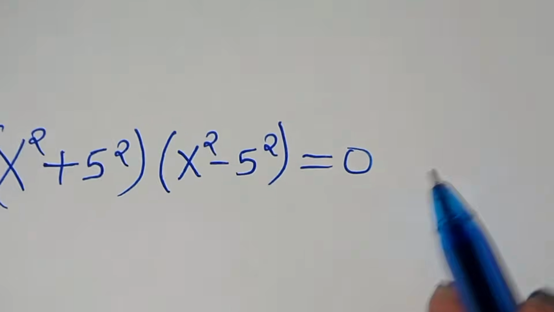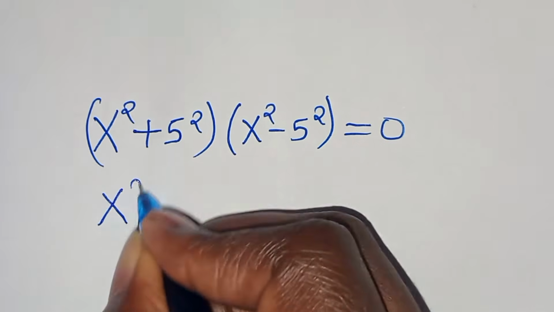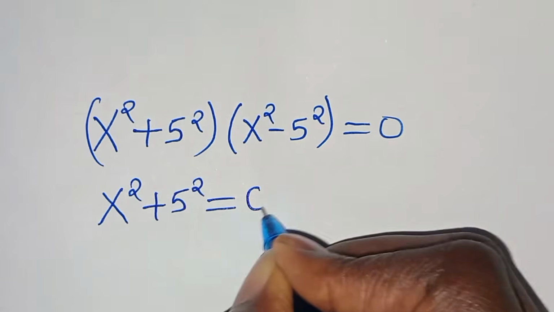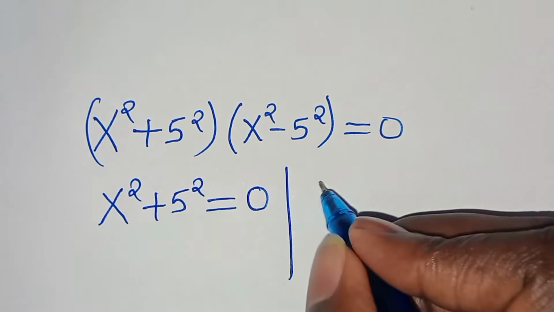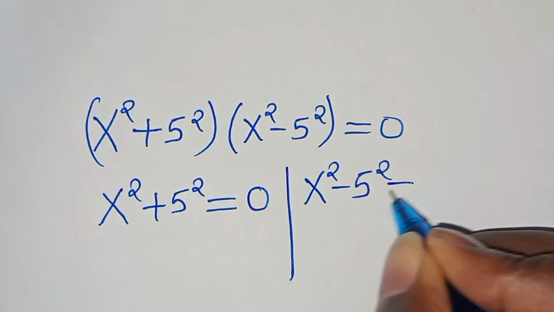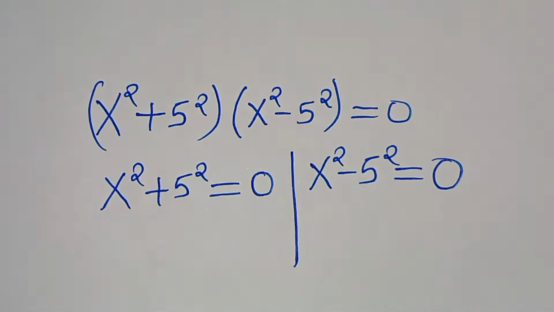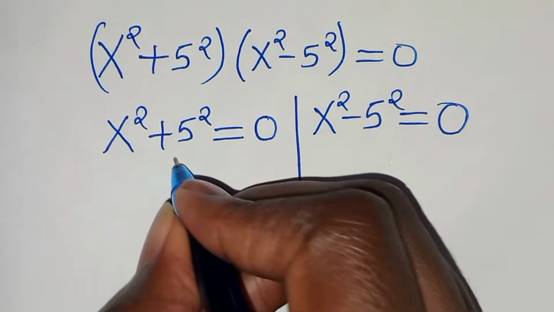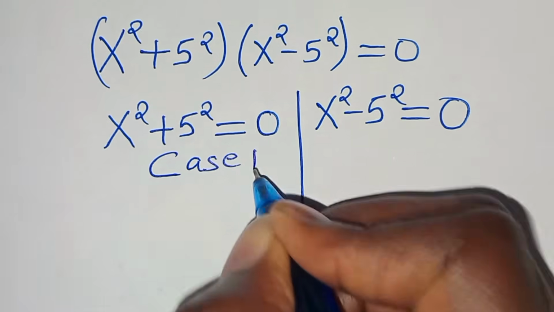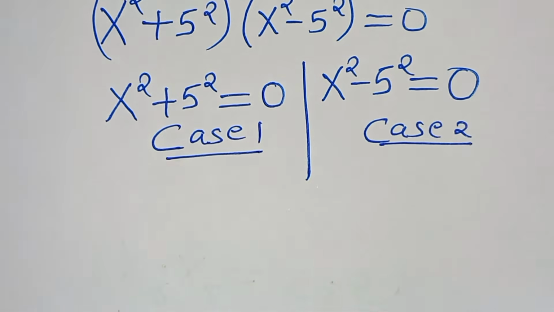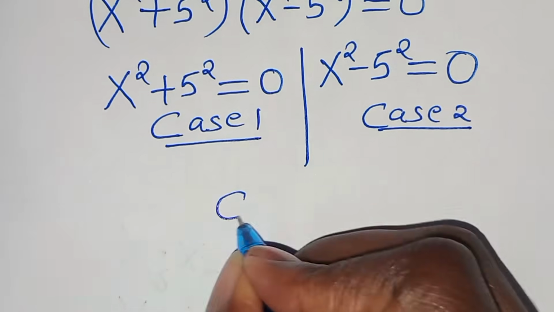So here we have two parts. We have that x squared plus 5 squared is equal to 0, and here we have x squared minus 5 squared, which is equal to 0. Now, we can call the first one case 1 and the second one case 2. Now, let's start with case 1.